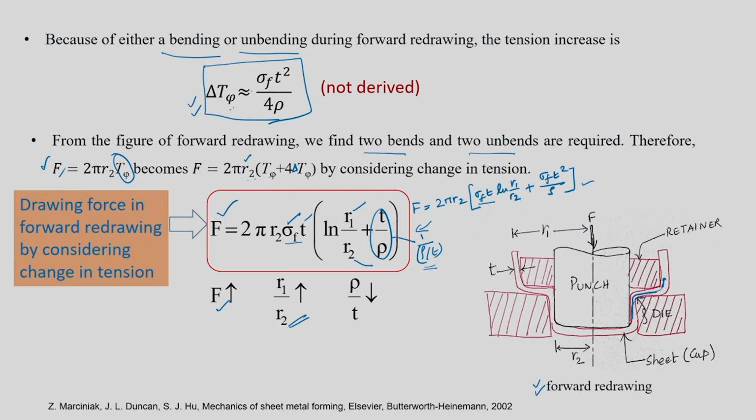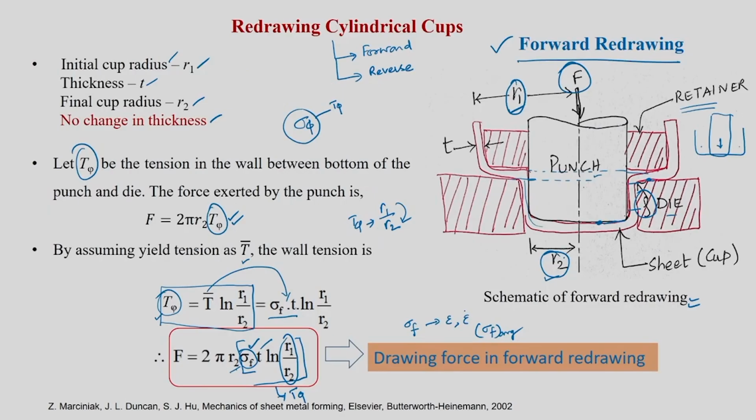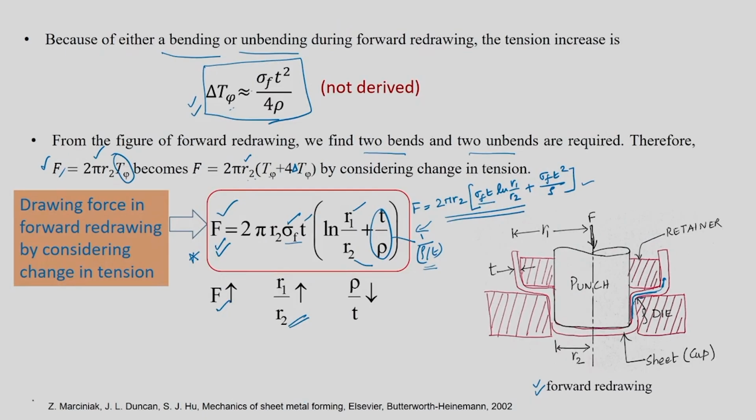So, this equation and the previous equation, 2 pi r2 into T phi, or this one, 2 pi r2 into sigma f into T into ln of r1 by r2, these are two different equations for getting the drawing force in forward redrawing. Either this equation or the previous equation can be used for calculation, but this equation is going to be a little bit more accurate for the simple reason that the change in tension comes into the picture here as compared to the previous equation. So, this is what it is all about forward redrawing.